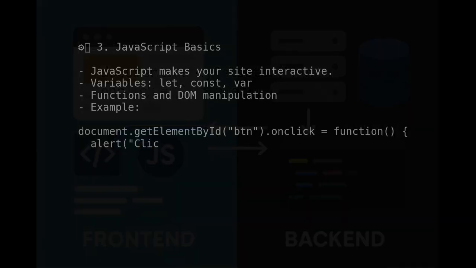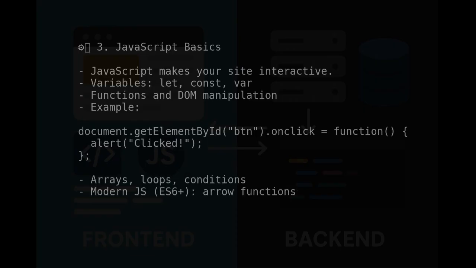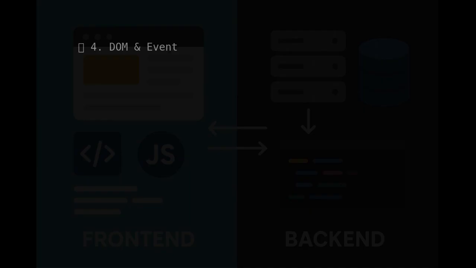Split screen animation showing the front-end browser, HTML, CSS, JS on one side and backend, server, database, code on the other. Show arrows of data requests from browser to server and back. Use icons and code snippets to represent each side.